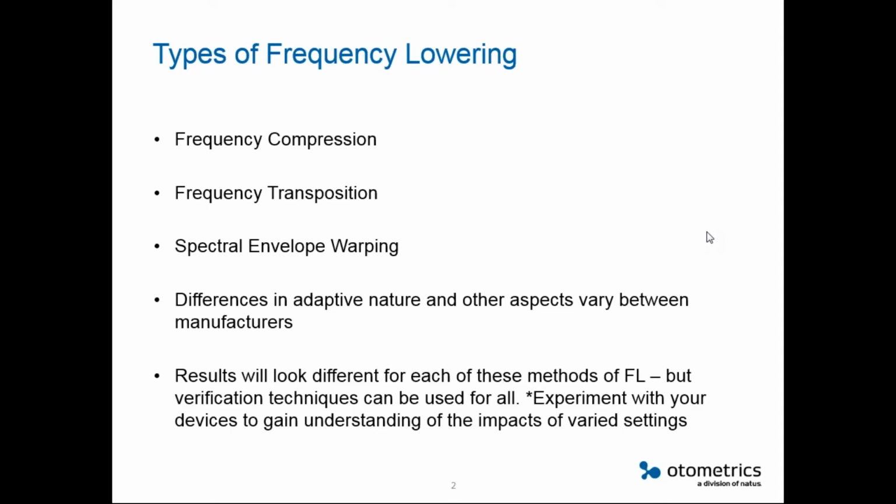Frequency transposition is seen with Widex's audibility extender, or their enhanced audibility extender. And spectral envelope warping is commonly seen with products like Starkey's Spectral IQ. There are a lot of differences in the adaptive nature of these between manufacturers. So it's important to know what the system that you're working with does and how it works. And then the results will look different because of that for each of these different methods, but verification techniques can be used for all. I think it is important to experiment with your devices to gain understanding of the impacts of varied settings, especially when you're implementing a new technique like the one we're talking about today.